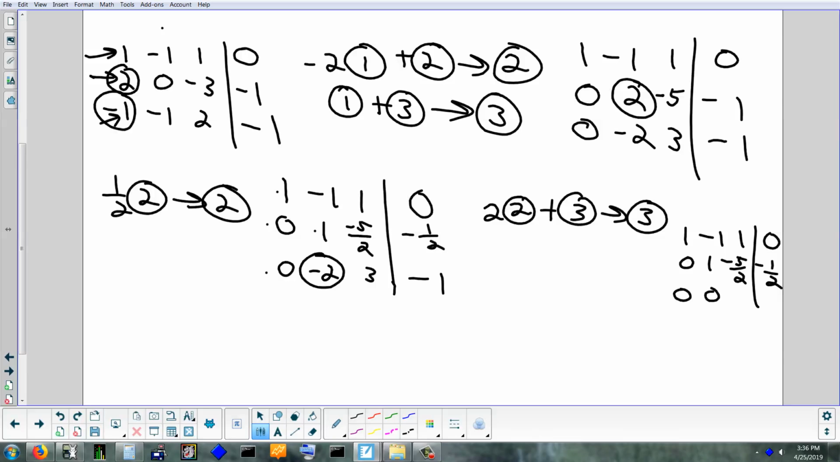And now, last part, we're going to be a little careful. What's negative 5 halves times 2? Negative 10 halves, so negative 5. Negative 5 plus 3. Negative 2. Negative 2. And the last one, what's 2 times negative a half? Negative 2 or negative 1. Not negative 1.5. Well, how about just 2 times a half?